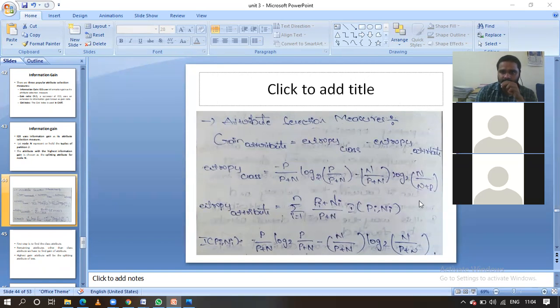Here we have I of pi comma ni. For that one, what is the I of pi comma ni? This is the formula for that one. All of you write this one.